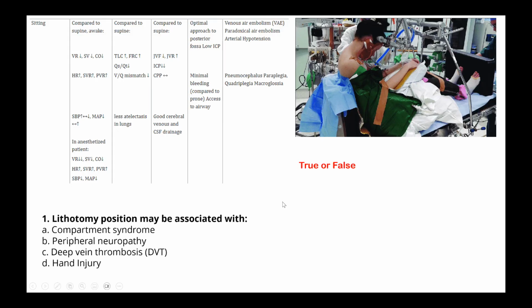And there is a question on whether the lithotomy position can be associated with compartment syndrome, peripheral neuropathy, deep vein thrombosis, and injury. Is it true or false? Are you all there? Yes, sir. Can it cause compartment syndrome, the lithotomy position? Yes, sir. Peripheral neuropathy? Yes, sir. Deep vein thrombosis? No idea, sir. Yes.